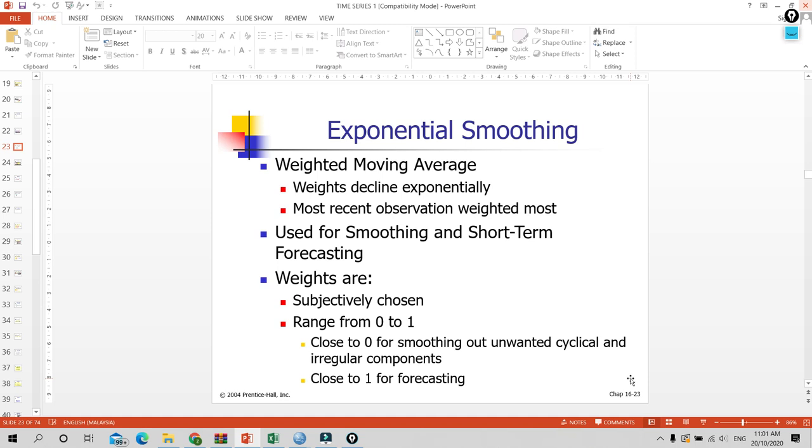Today is the week 3 lesson, and in this week 3 lesson I will teach you exponential smoothing on the time series.